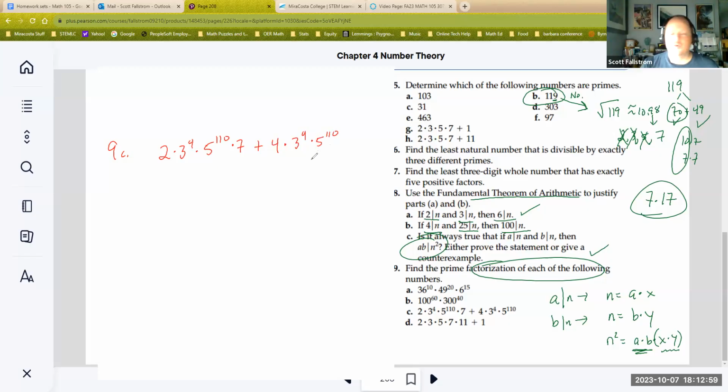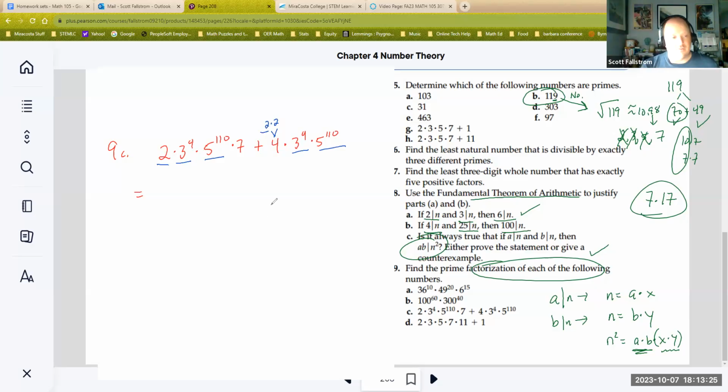You do not want to multiply this out on your calculator. All right, the number is going to be massive. Right? So what we can do is look for common factors so we can use the distributive property. So here's a 3 to the 4th, so that's common. Here's a 5 to the 110, that's common. And then I see a 2 and a 4, but if I rewrote the 4 as 2 times 2, then the 2 would be common as well.